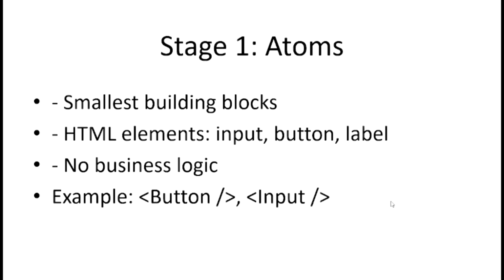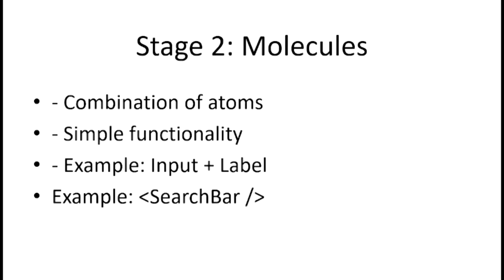The second stage which comes next is molecules. A molecule is a combination of atoms with simple functionality, for example, input plus label. When you combine two atoms, they become one molecule. So molecules are groups of atoms functioning together. For instance, as I told you in the earlier slide, we can use label and button separately as atoms. So a label and input field can form a search bar molecule. So the search bar will be a molecule for us, and it will have a little behavior and styling.